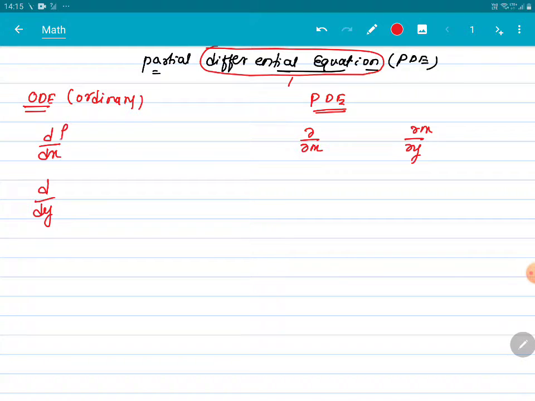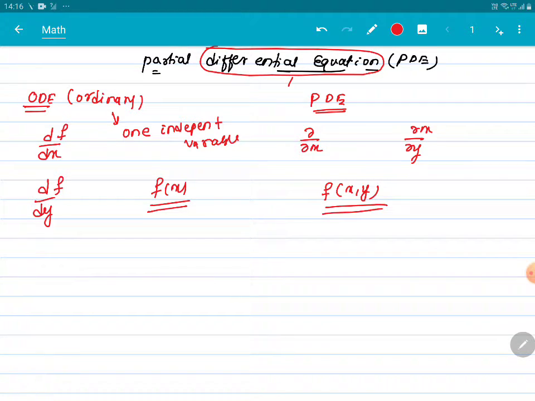Now suppose del f by del x, del f by del y. Here there is only one independent variable. If I write f of x, it contains only the variable x. And here, with del by del y, f contains both x as well as y. Here it is a function of both x and y. That is a partial differential equation. Partial means it contains two or more independent variables. That is the difference between ordinary and partial differential equations.